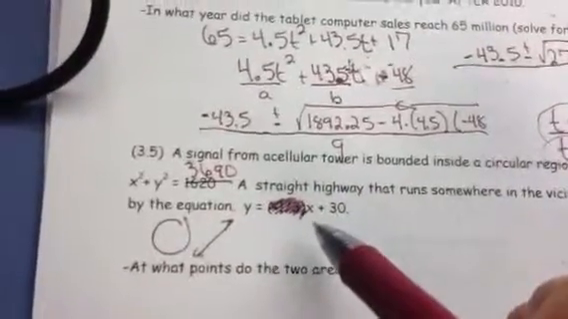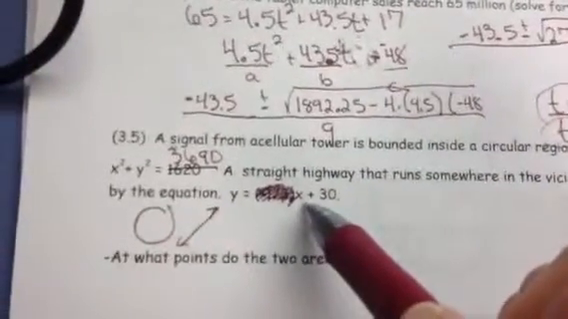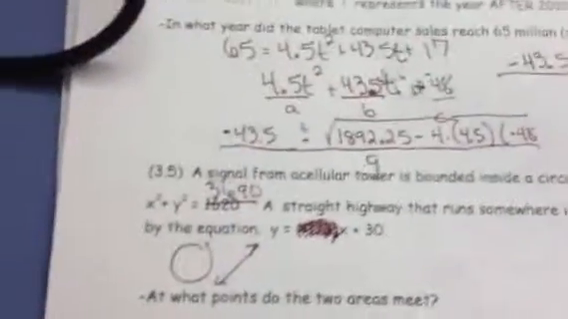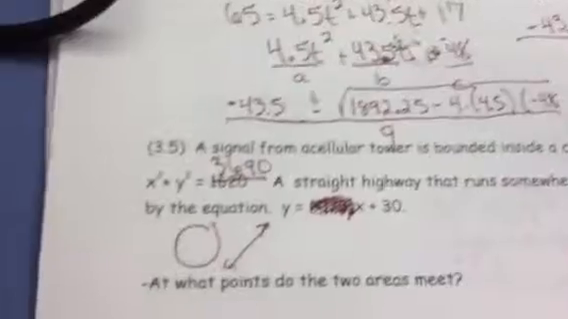So I'm going to use my substitution method and take this y, that it equals x plus 30. Sorry, I know this is shaking a lot. And I'm going to put it into the other equation.